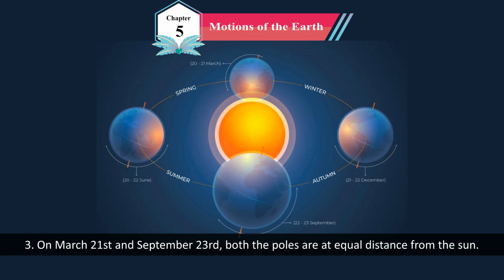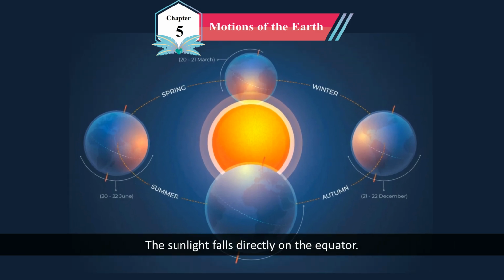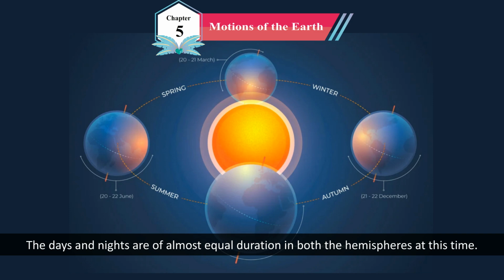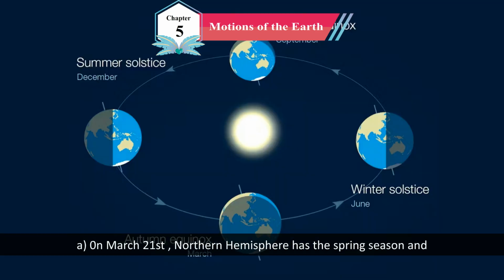Third, on March 21st and September 23rd, both the poles are at equal distance from the sun. The sunlight falls directly on the equator. The days and nights are of almost equal duration in both the hemispheres at this time. Such days are called equinox.